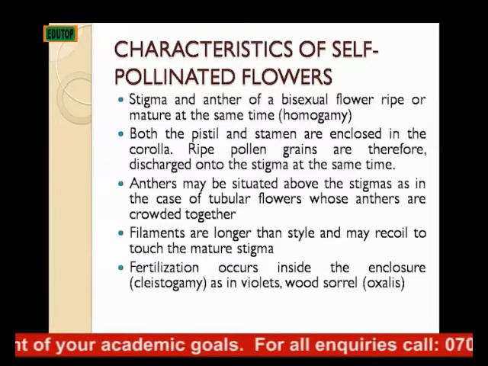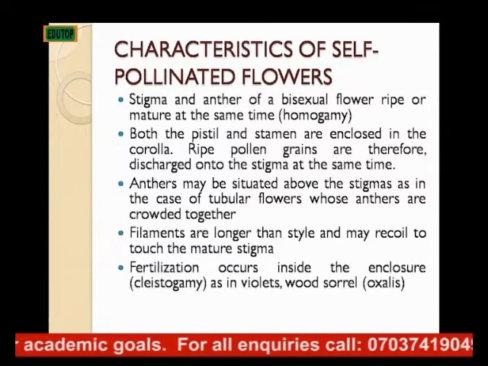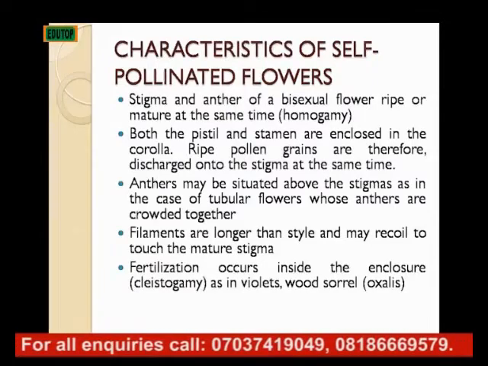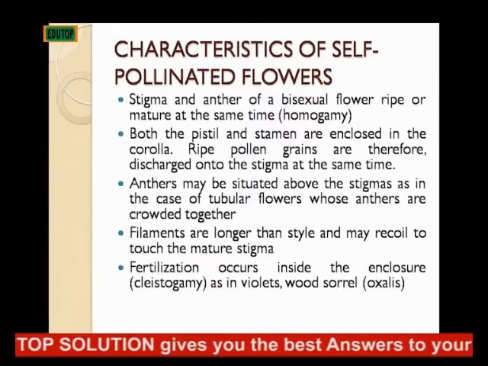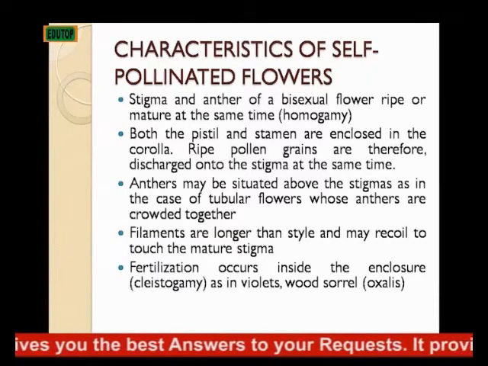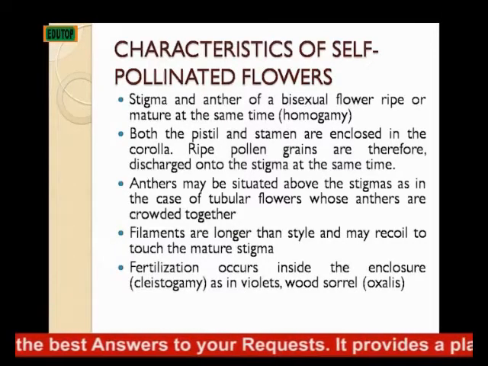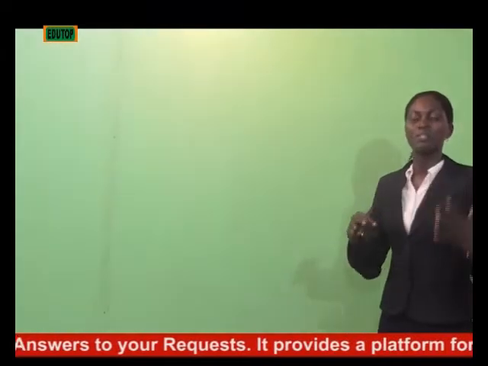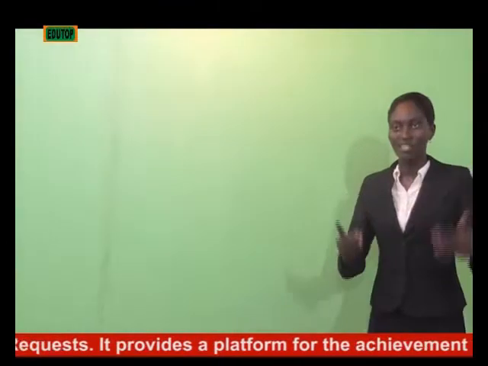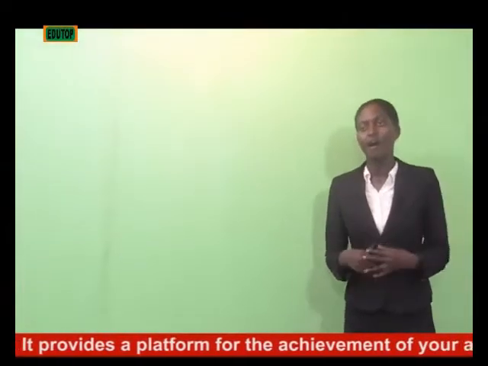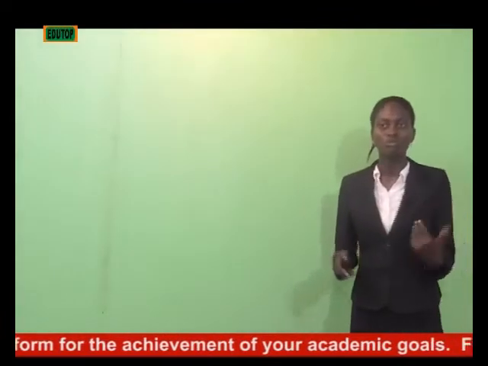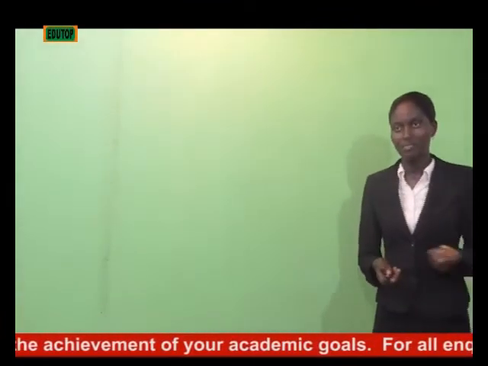Then the last characteristic of self-pollinated flowers I'll be talking about is that fertilization occurs inside the enclosure, and that's what we call cleistogamy. When the fertilization occurs inside the enclosure, when I talked about the pistil and stamen being enclosed in the corolla, so fertilization occurs there, so it makes it easier for self-pollination to occur, as we have in violets and wood sorrel, also known as oxalis.